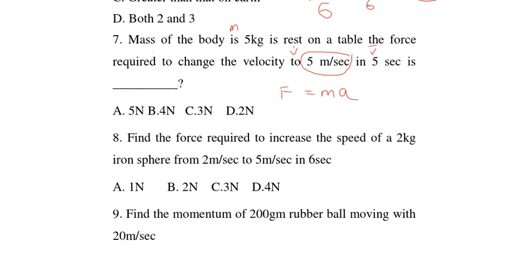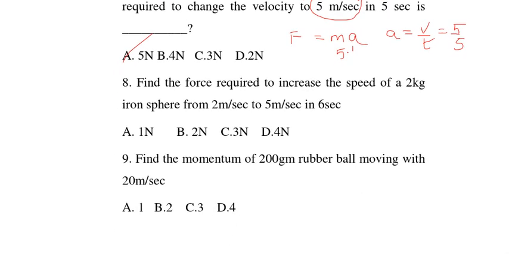And we know that acceleration is equal to v by t. Yes or no? The v value is how much? 5. And the time value is how much? 5. 5 by 5 is equal to 1. So here the a value is 1, the m value is 5. 5 into 1 is 5. Option number 1 is the correct answer. Right? Then go for the next one.